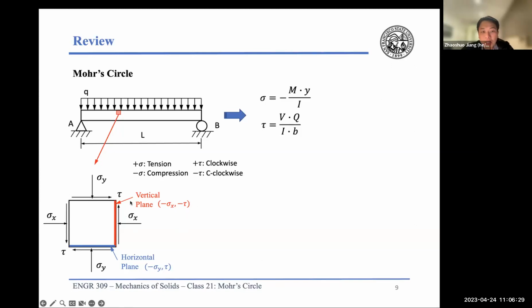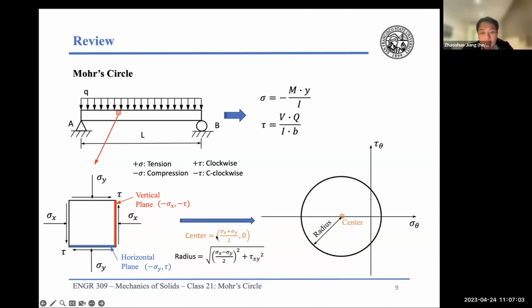With that sign convention, we can reflect on the stresses on the vertical plane and horizontal plane. For example, for the vertical plane, the normal stress is pointing towards the center of the cube. Therefore, that is compression, and thus negative. And the shear stress on the vertical plane goes from the bottom to the top, creating a counterclockwise moment, and therefore that is negative as well. You can do the same thing for the horizontal plane.